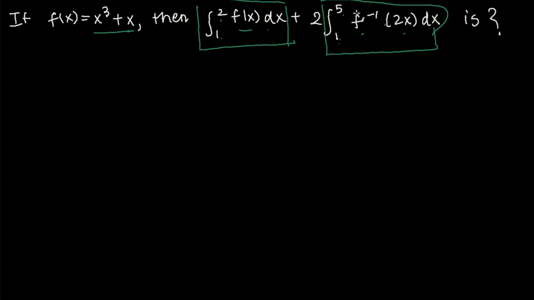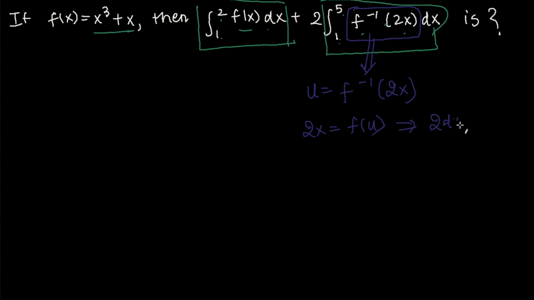Since everything right here just looks complicated, let's just say all of this is equal to something, u. So let's say f inverse of 2x is equal to u, and that means that 2x is equal to f of u. And once you differentiate both sides, you get 2 times dx is equal to f dash of u du, all right? So you have a 2 and you have a dx right there.